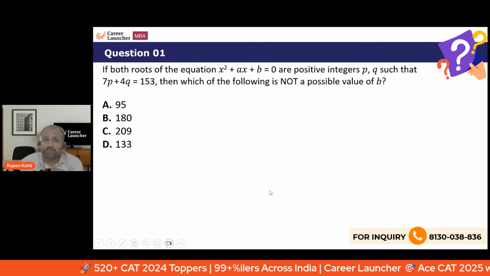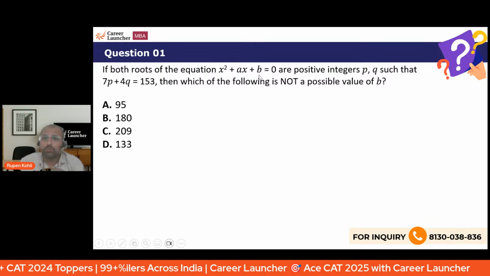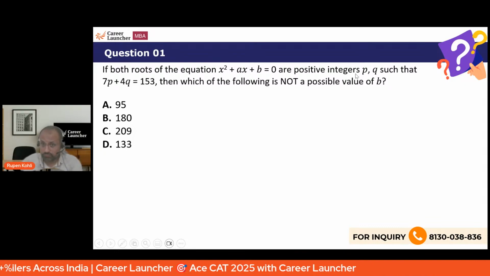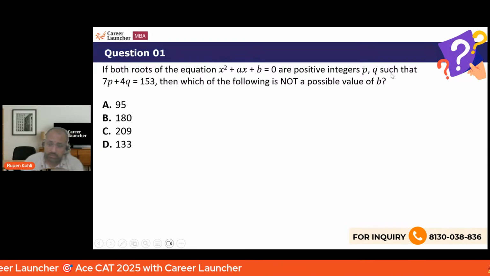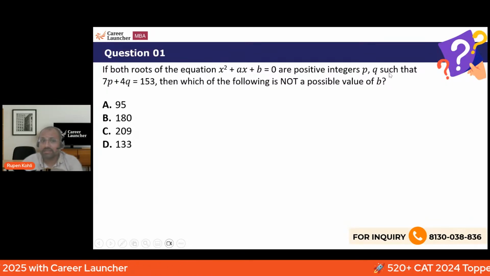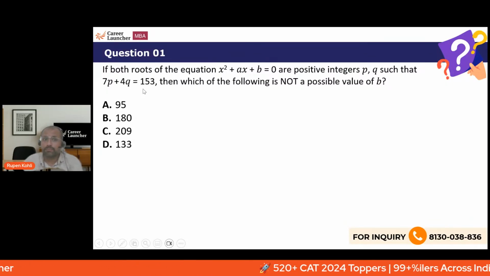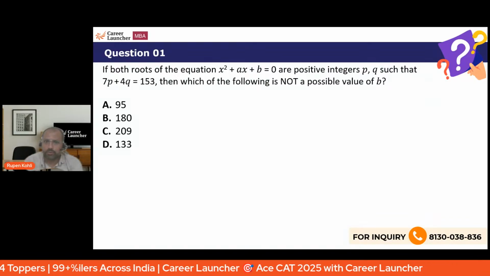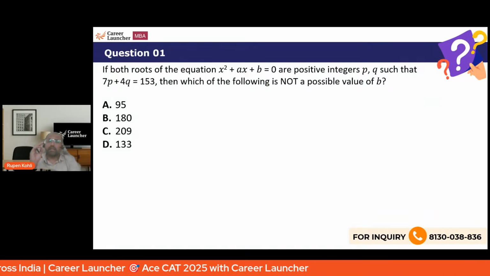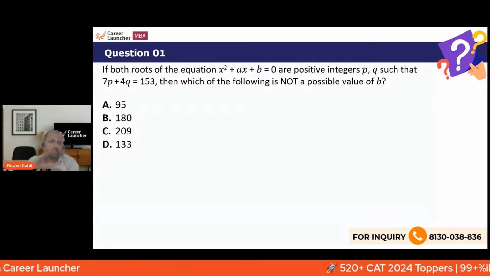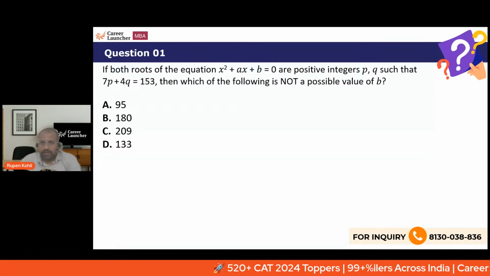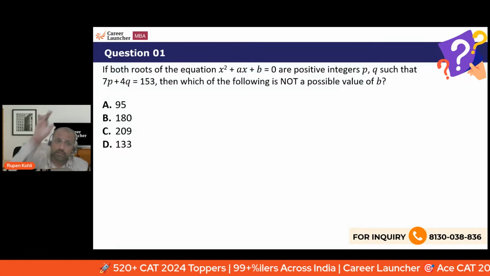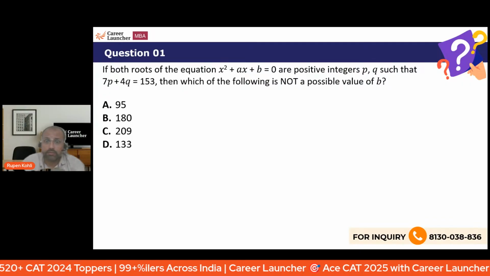If both roots of the equation x square plus ax plus b equals 0 are positive integers p and q, so the roots are positive integers. Moreover, 7p plus 4q equals 153. Then which of the following is not a possible value of b? B is the constant term in the quadratic, and the question is asking us to determine the possible values of this b. The roots also satisfy a linear equation, 7p plus 4q equals 153, on top of that.